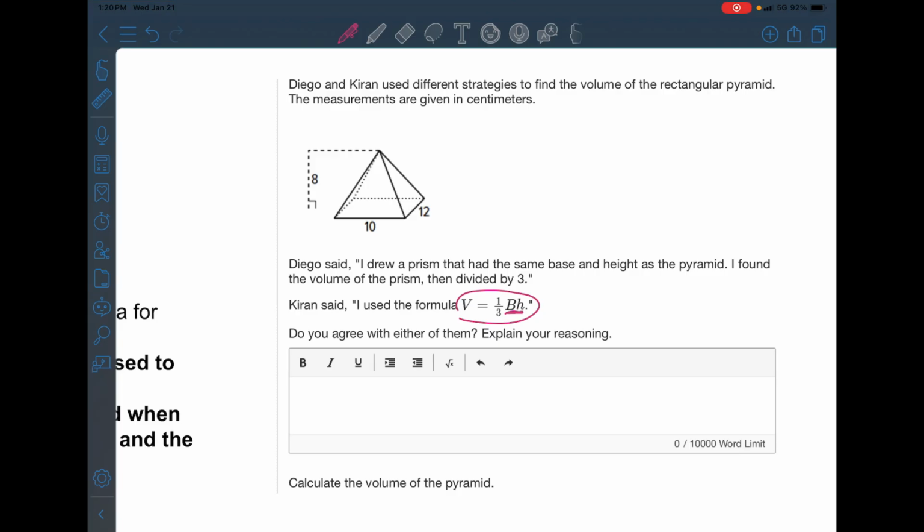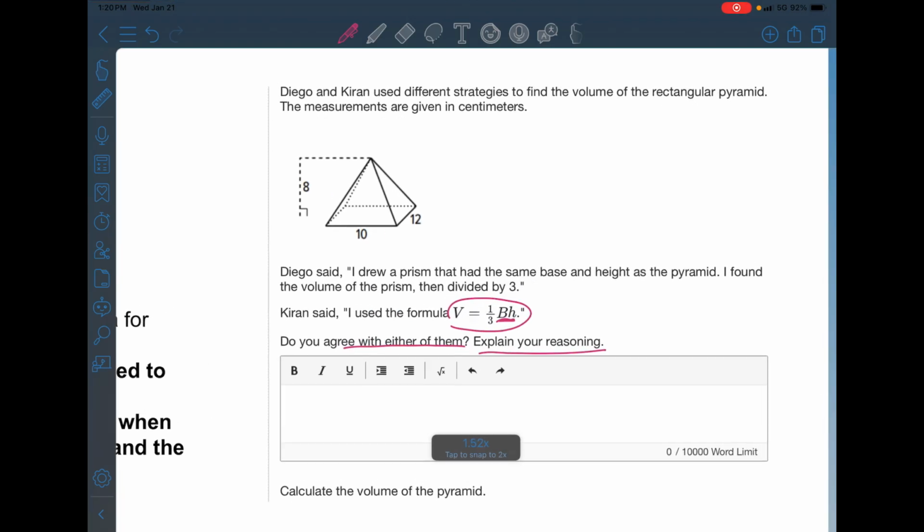So some of you said, yes, I agree. That doesn't make sense. Who do you agree with and why? Do you agree with either of them? Explain your reasoning. You have to answer. If you say yes, I don't know who you agree with. You have to tell me which one you agree with and why.